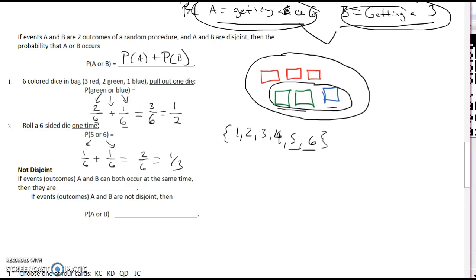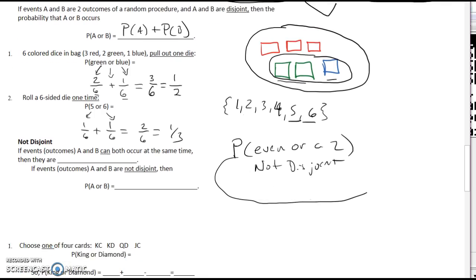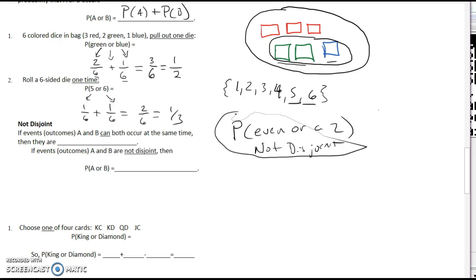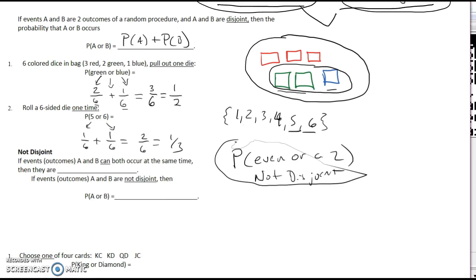Okay, in the next video, we're going to take a look at events that are not disjoint. So just a quick intro: events that are disjoint can't happen at the same time, right? But what happens if I roll a die and I want to find the probability of getting an even or a 2? You can see if I look for the evens and the 2s, there's going to be some overlap. This event would be not disjoint, and the way that we approach this probability is slightly different. It's got a little nuance to it. So check out the next video where we go further into this.